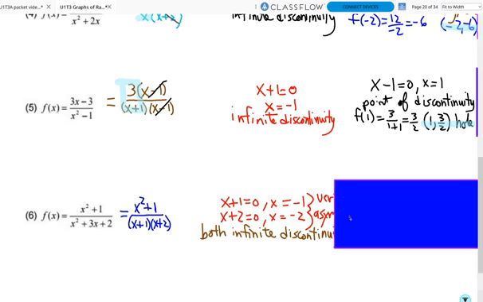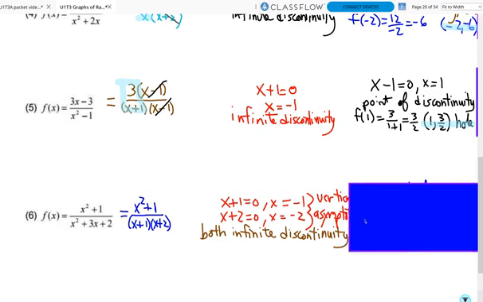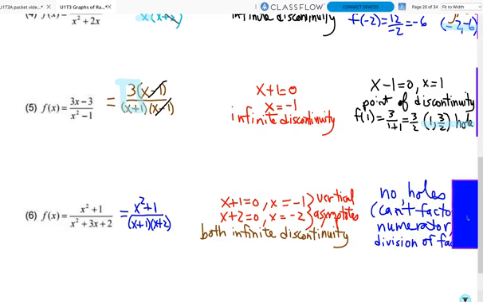Of course, vertical asymptotes are infinite discontinuity, and when I get over to the holes, there is none because I cannot factor the numerator. So I hope this helps with your homework.